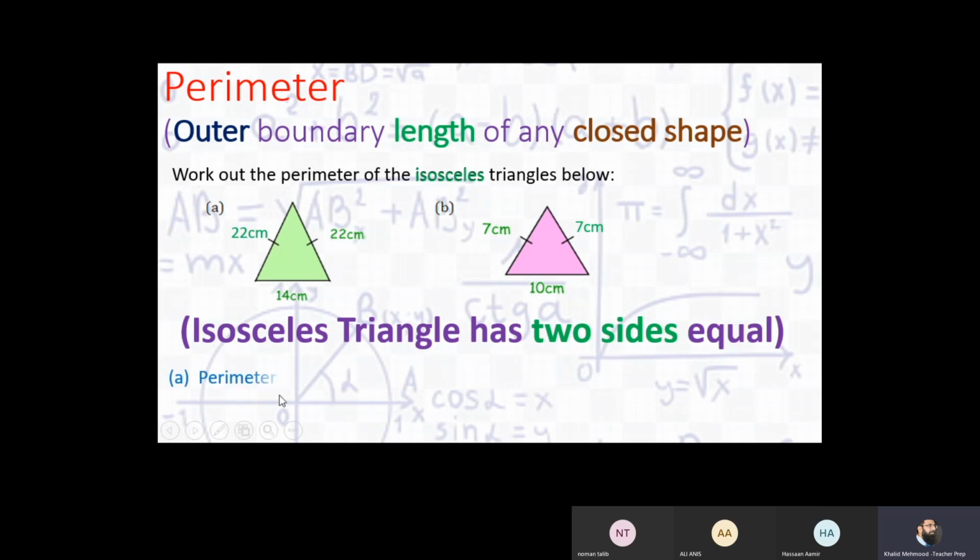Now we'll be adding the sides: 14 plus 22 plus 22, and this is the calculation. And similarly for the other one, we have the calculation and we get the answer.